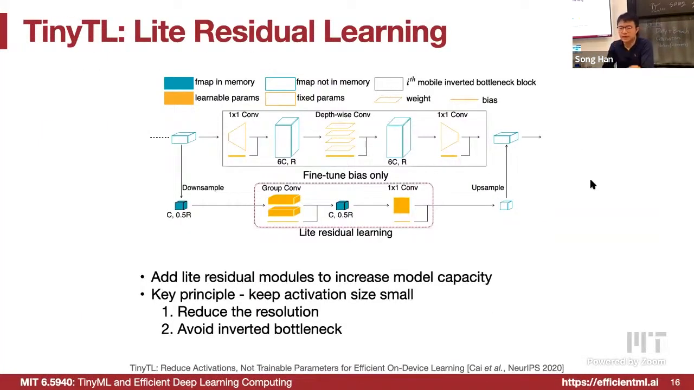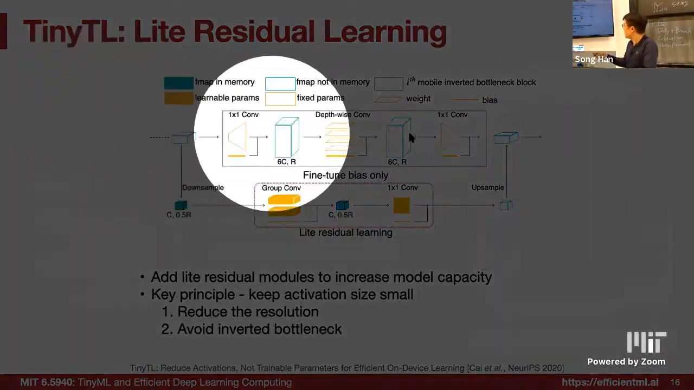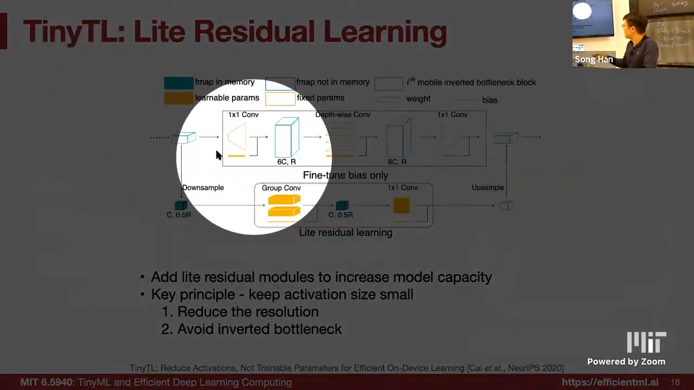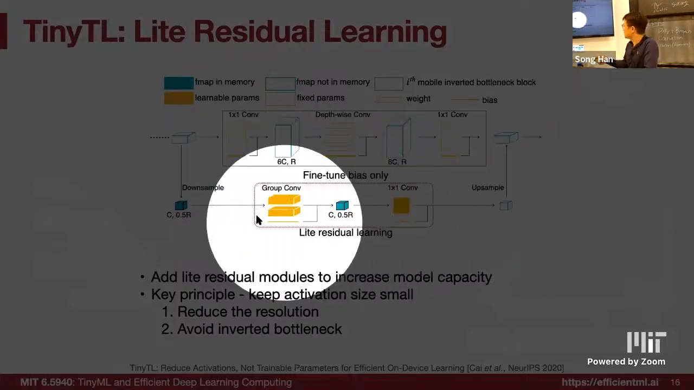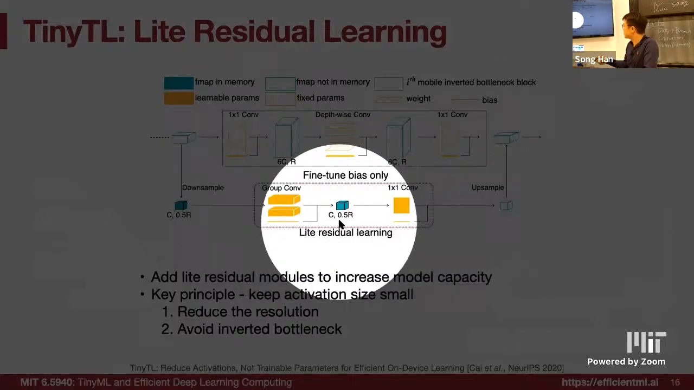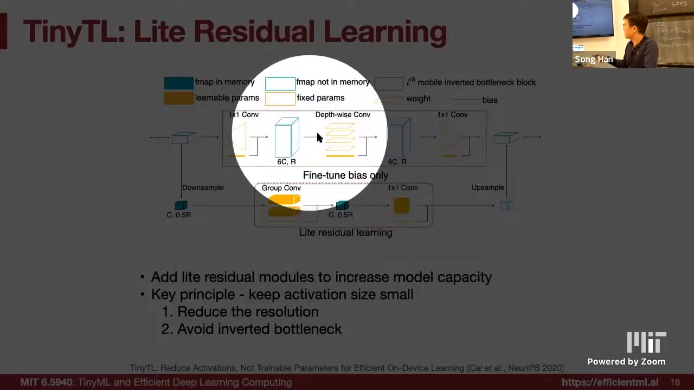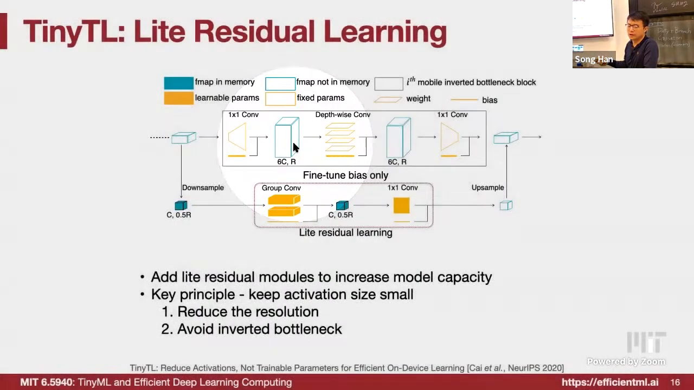Another method is called TinyTL, light residual learning. This actually was proposed by us before LoRA, basically saying, given the main branch, which is pretty heavy, you can add a very lightweight side branch and only update the parameters on the side branch. We call it light residual learning. We only learn the residual rather than learning the absolute change.